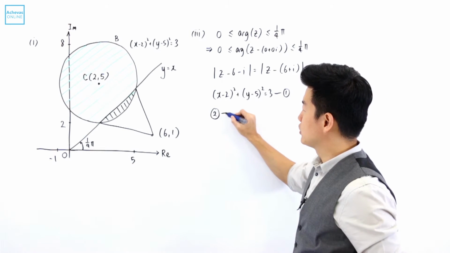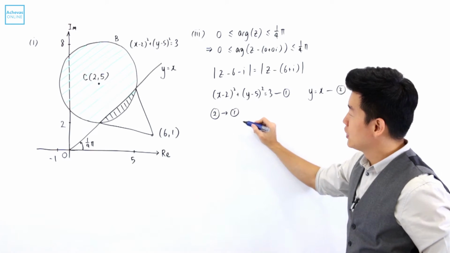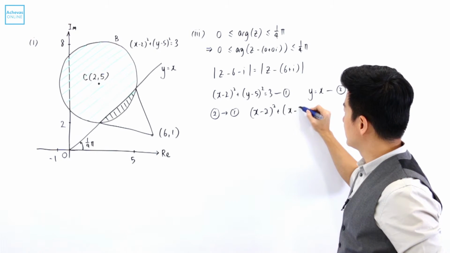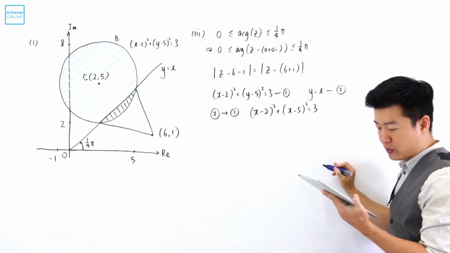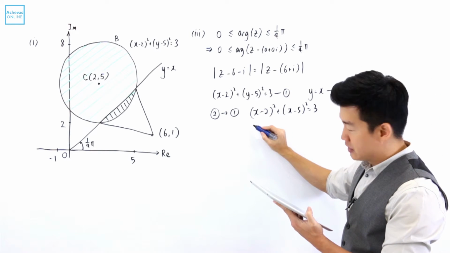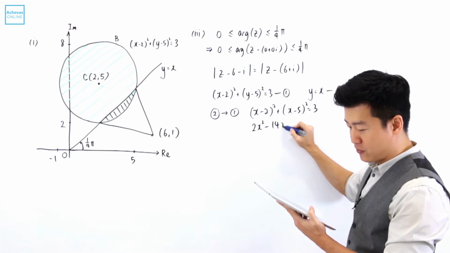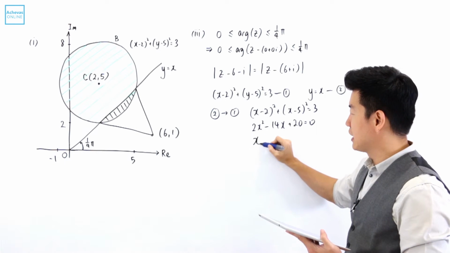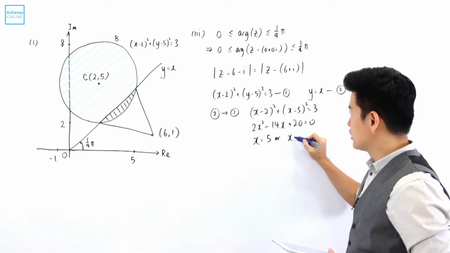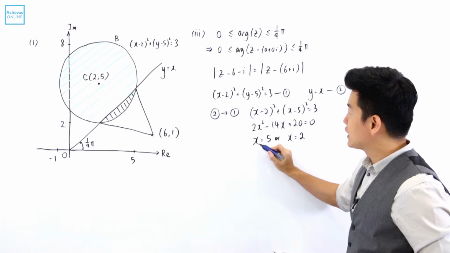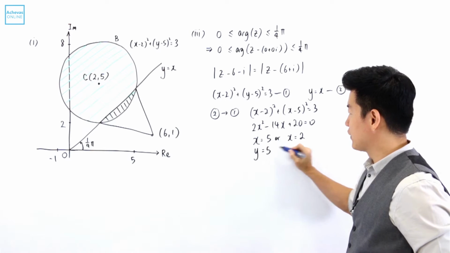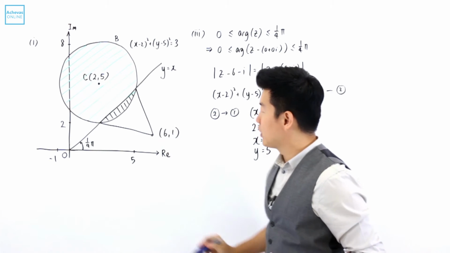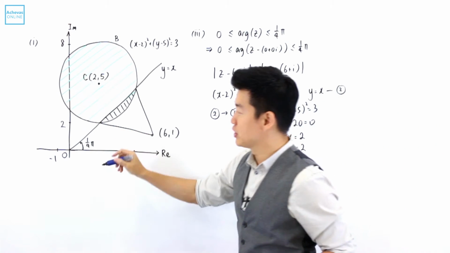I'm going to just put equation number 2 into equation number 1. So what I'll have is x minus 2 square plus x minus 5 square is equal to 3. If I were to expand and simplify, I'm going to get 2x squared minus 14x plus 20 is equal to 0. And factorizing this using my calculator, I can get x to be either 5 or 2. When x is equal to 5, that means y is equal to 5. And when x is equal to 2, that means y is equal to 2. So we are looking at 2 points. One of the points is going to be 5, 5. The other point is going to be 2, 2.